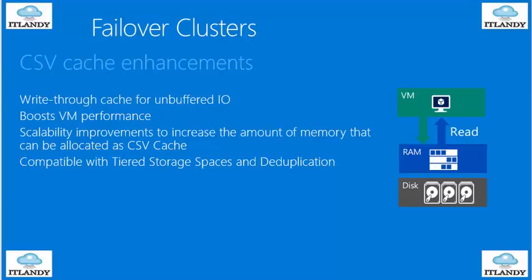CSV Cache Enhancement: CSV Cache provides a write-through cache for unbuffered I/O, which significantly boosts virtual machine performance. Scalability improvement to increase the amount of memory that can be allocated to a CSV cache. The CSV cache with Windows 2016 also has interoperability enhancements, such as being compatible with tiered storage spaces and deduplication.